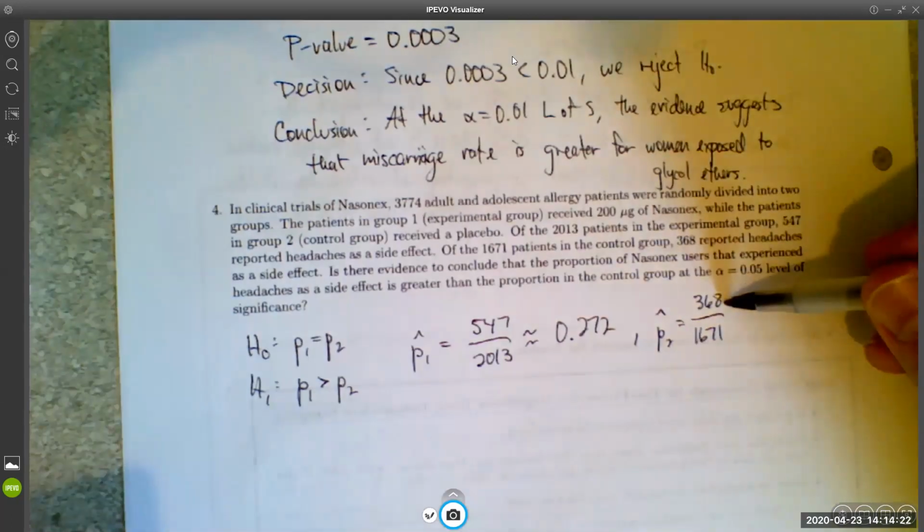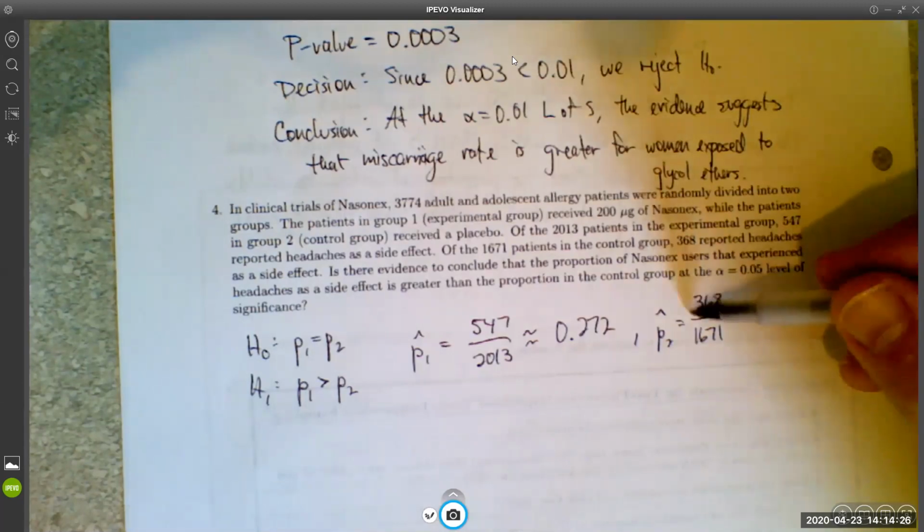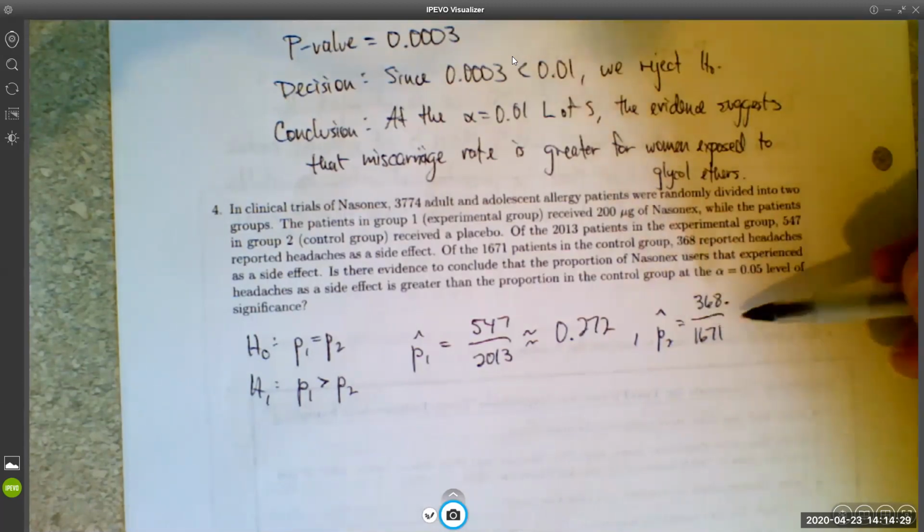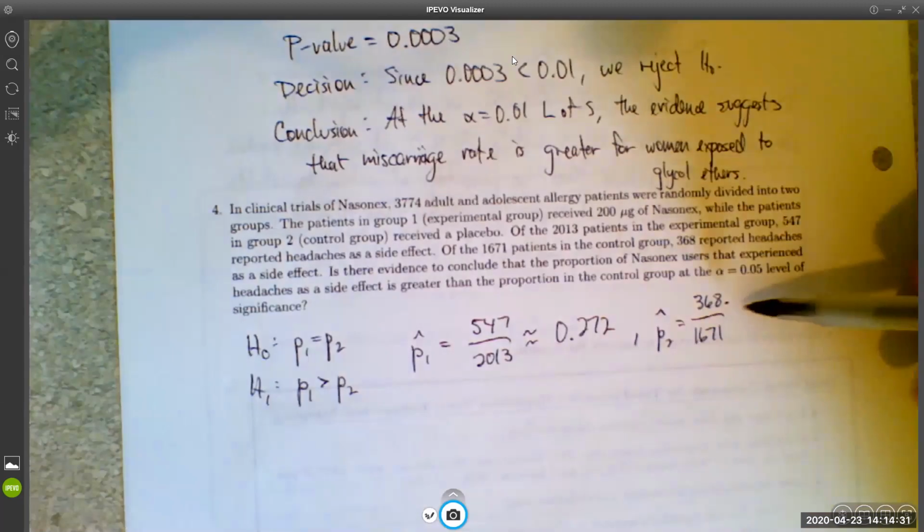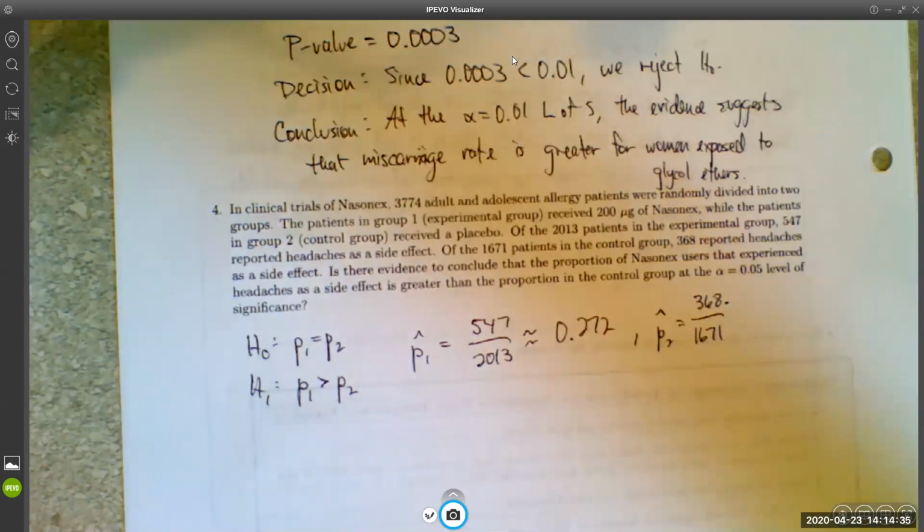Now these people didn't even receive a medication, right? They just received a placebo. So these people just tricked themselves into thinking that they were getting a headache as a side effect. Maybe they really did experience a headache, right? But they were going to get a headache anyway that day. It had nothing to do with the placebo they took.